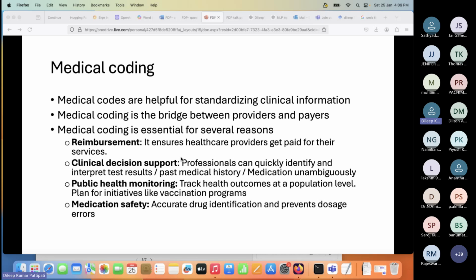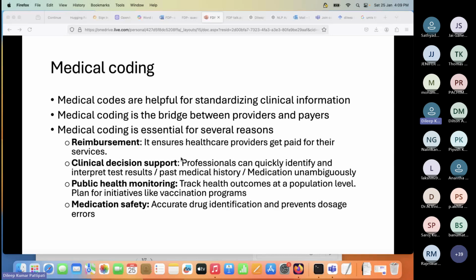Also, to support clinical decision making, we need to interpret test results without any ambiguity. For example, a particular test has been done, using which instrument, and what are the units of measurement. There are certain nuances, and based on that, professionals should be able to make an unambiguous interpretation. So if you standardize that, the decision support will become very effective.